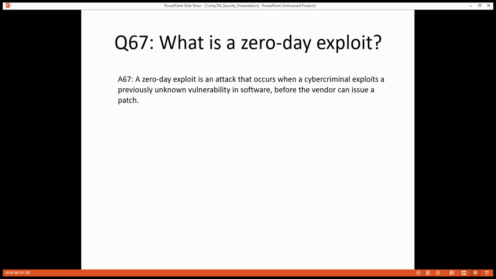Q67. What is a zero-day exploit? A67. A zero-day exploit is an attack that occurs when a cybercriminal exploits a previously unknown vulnerability in software before the vendor can issue a patch.